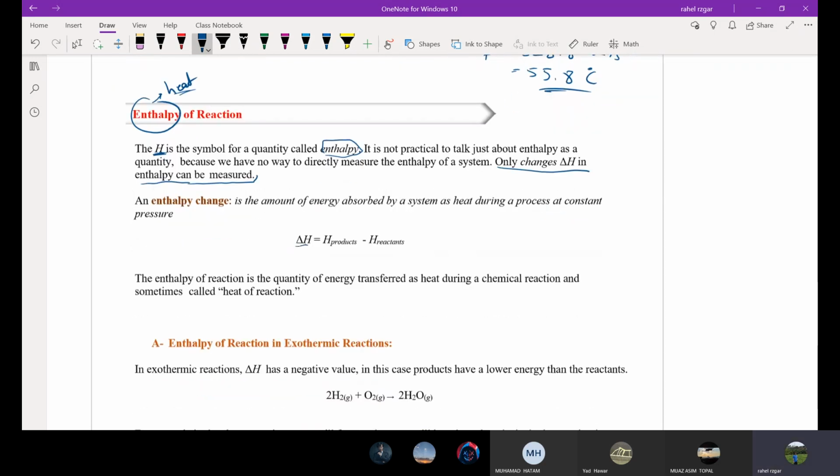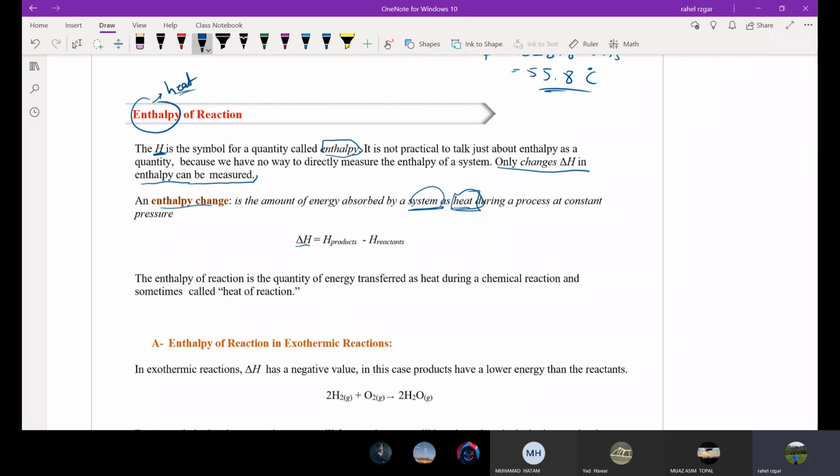So delta H, what does it mean? If we talk about enthalpy change, enthalpy change is the amount of energy absorbed by a system, any system, chemical, physical, anything, as heat during a process at a constant pressure. So the amount of energy change by a system in the form of heat. This energy is in the form of heat. During a process at constant pressure, it's called enthalpy change.